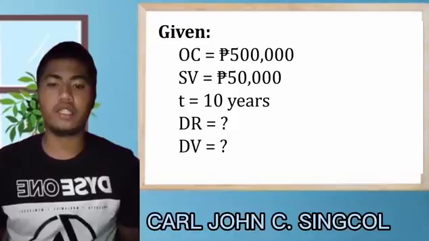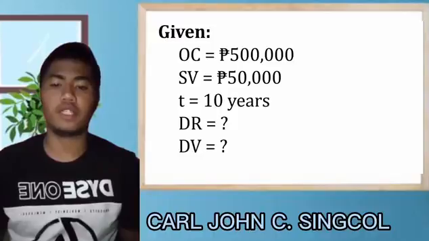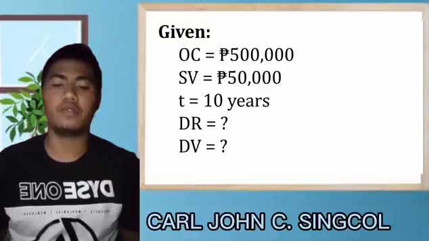The givens are the original cost or the OC, which is equal to 500,000 pesos, the salvage value or the SV, which is 50,000 pesos, and the time or the T is 10 years. We are looking for the value of the depreciation rate or the DR and the depreciation value or the DV.